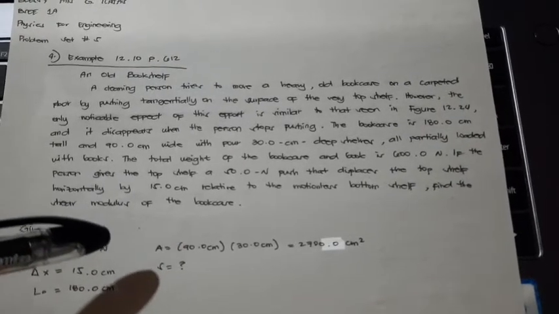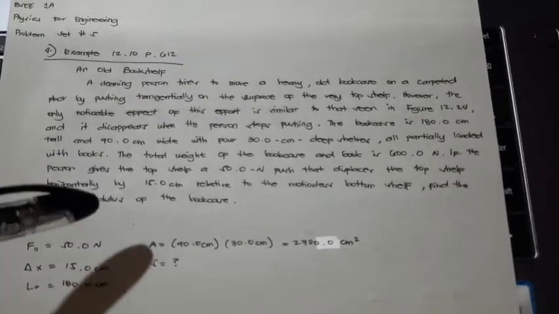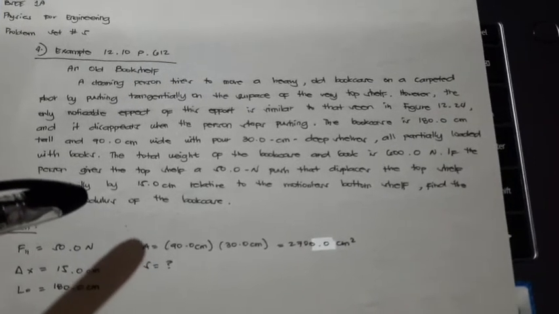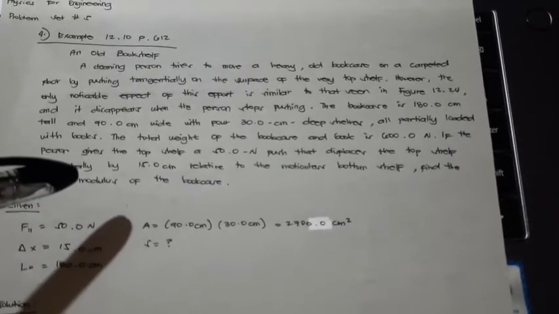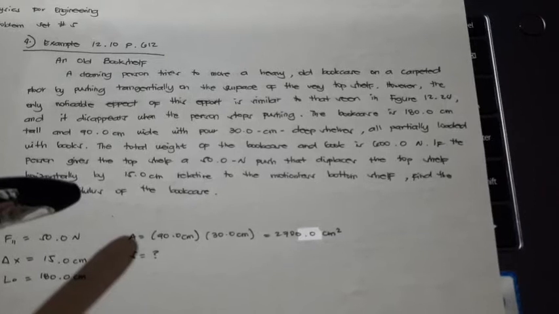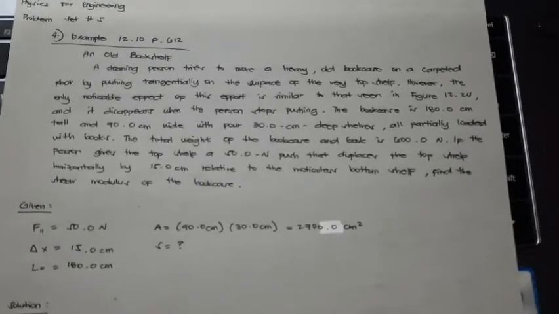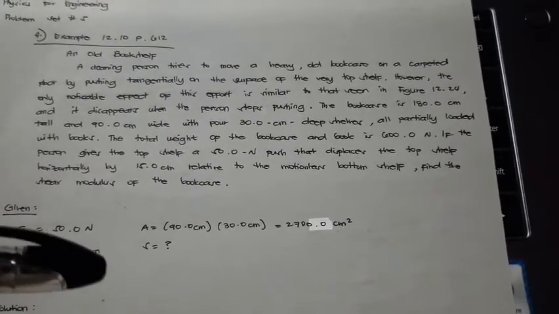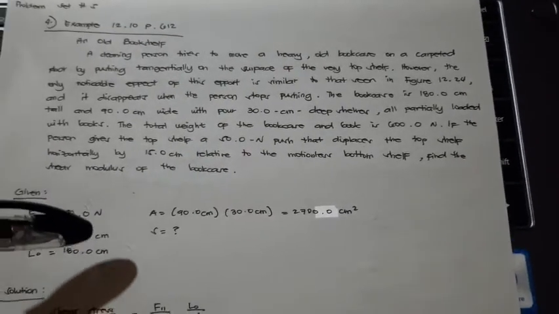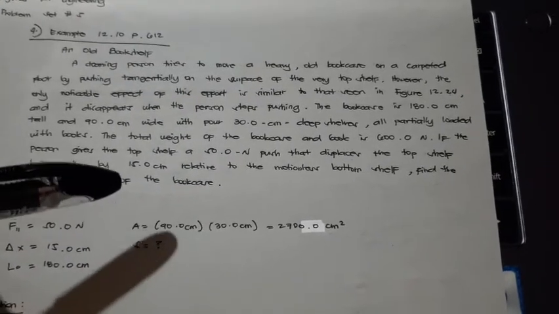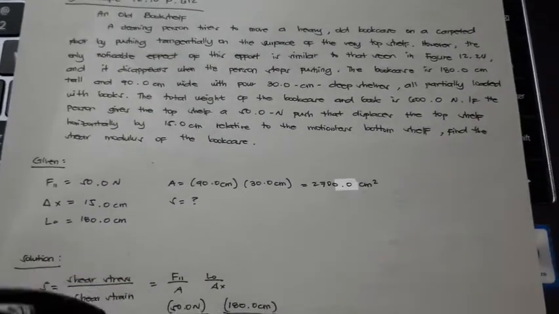The bookcase is 180.0 cm tall and 90.0 cm wide, with four 30.0 cm deep shelves, all partially loaded with books. The total weight of the bookcase and books is 600.0 Newton. If the person gives the top shelf a 50.0 Newton push that displaces the top shelf horizontally by 15.0 cm relative to the motionless bottom shelf, find the shear modulus of the bookcase.